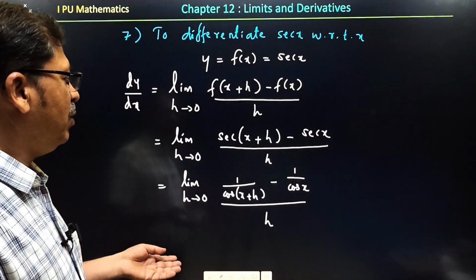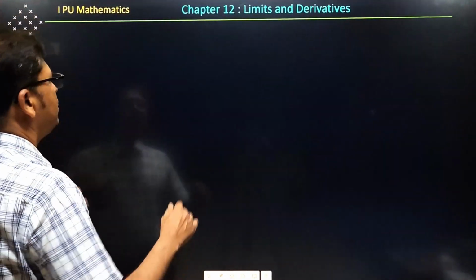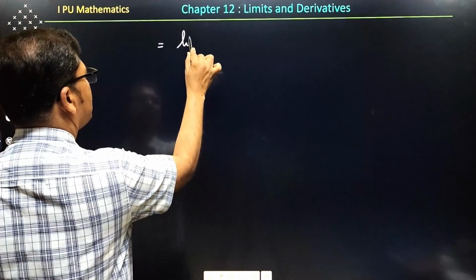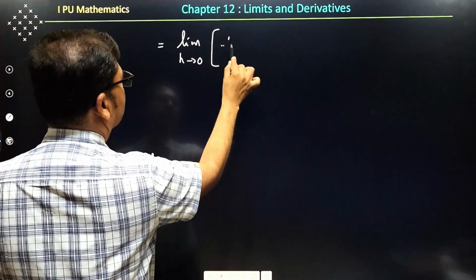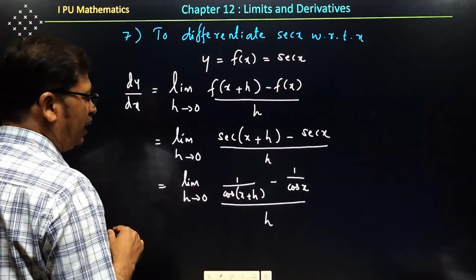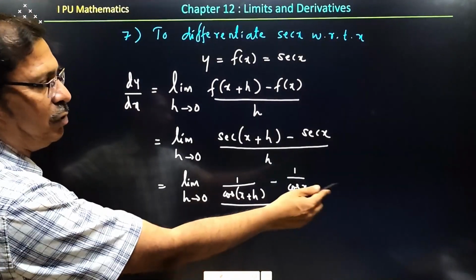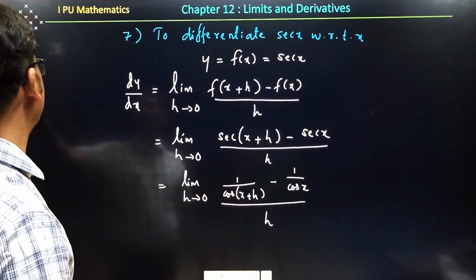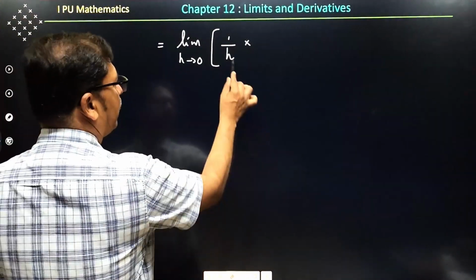In the next step, I would like to take the LCM, and 1 by h I would like to write separately. This is equal to limit h tends to 0. You better write 1 by h separately, or otherwise you take the LCM and write 1 by h lastly, because anyhow you are taking that h with the next adjustment. So better I write this 1 by h lastly.